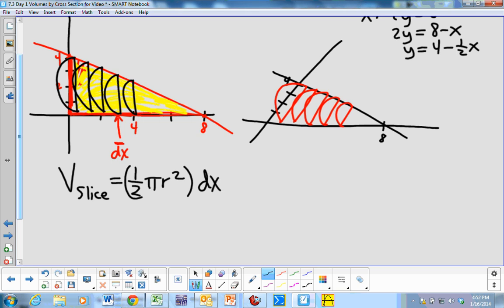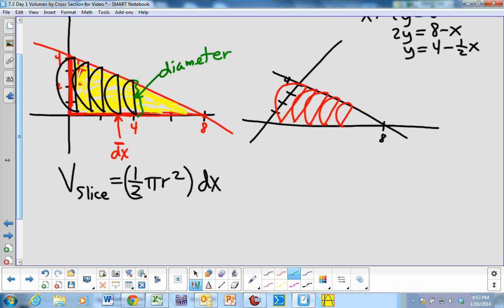Well, just like the example we did earlier, we don't want to leave r like that, so we want to figure out what r actually equals. Well, the height of one of these, again, why it's easier to draw it in this direction, this height right here, this length is the diameter. So this is the diameter for any particular semicircle, and it changes depending on where it is.